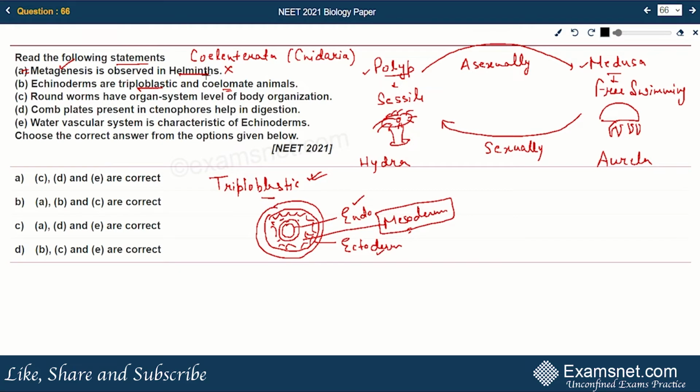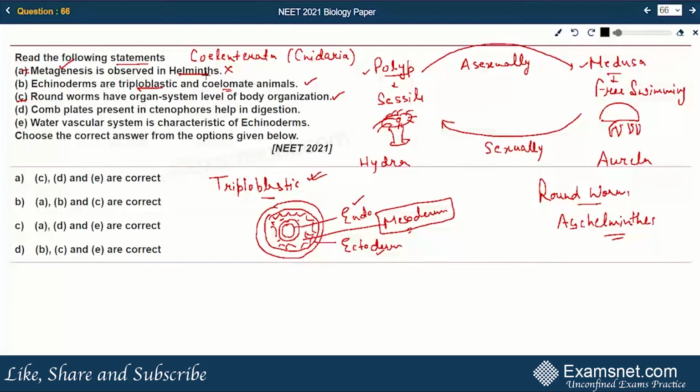Now the third one is roundworms have organ system level of body organization. So this is also a correct statement. Roundworms belong to which phylum? They belong to Aschelminthes, and they have the organ level system of organization.